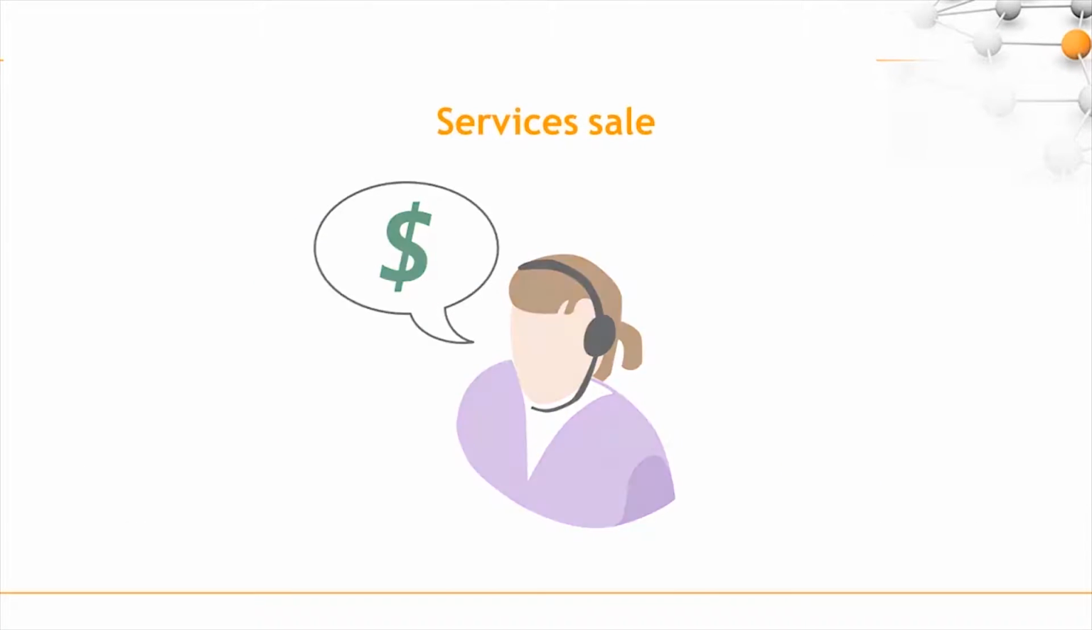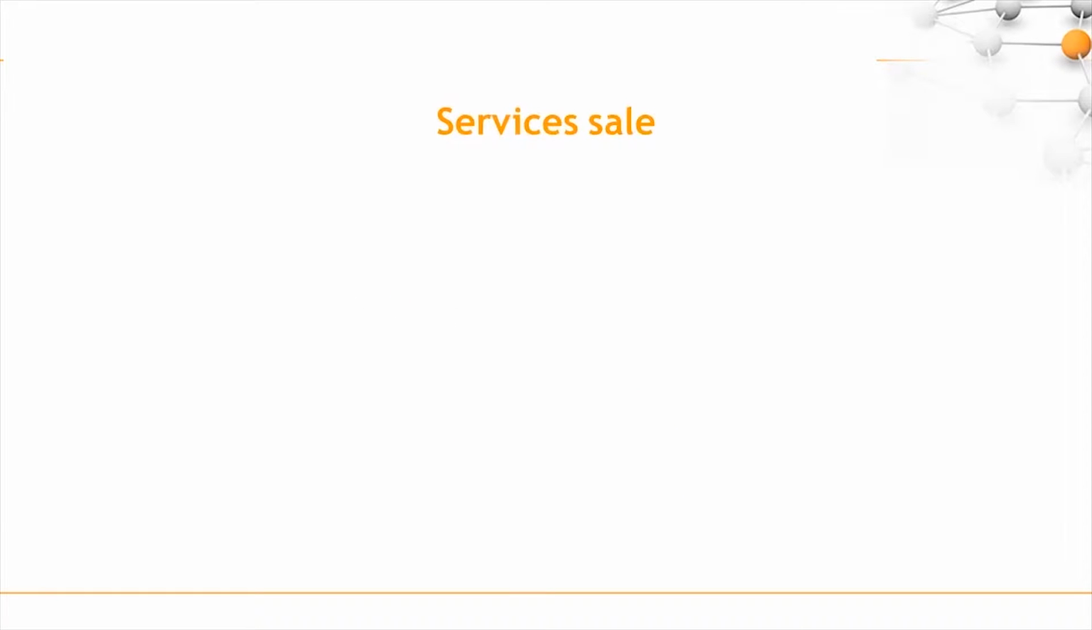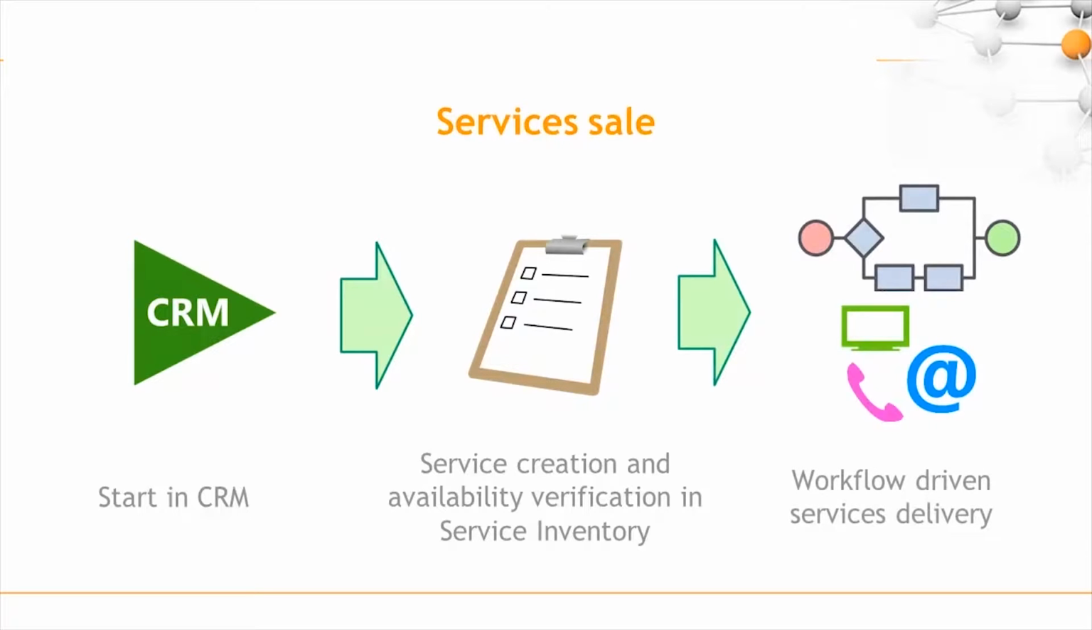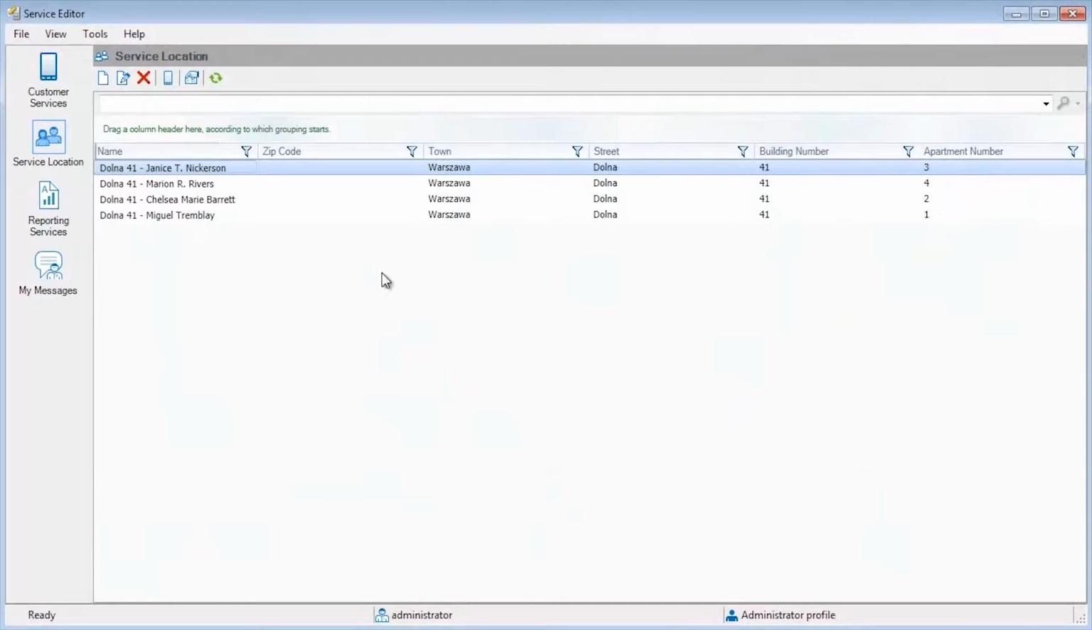Services sale example. The services sale process consists of 3 basic steps. An order is created in CRM. Next, the required service is created, and asset availability is verified in service inventory. Lastly, workflow is used to activate the service.